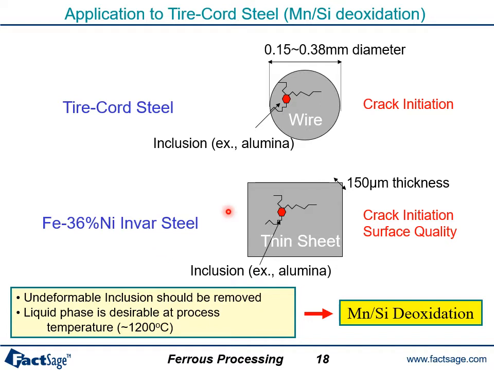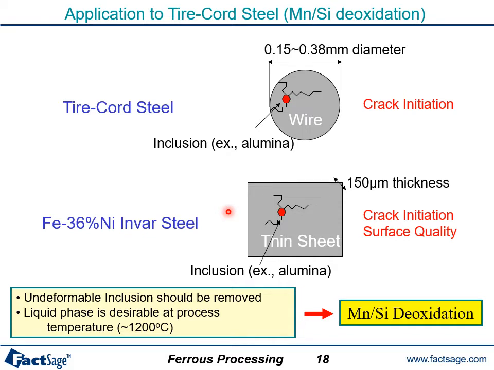If you have the alumina inclusion, that alumina inclusion can be the crack initiation site. So we want to avoid this kind of very hard solid alumina inclusion particle. One of the technologies we can use to avoid this is the MnSi deoxidation process. Through this MnSi deoxidation, we can reduce the oxygen to a certain range, but this range is higher than with aluminum deoxidation.